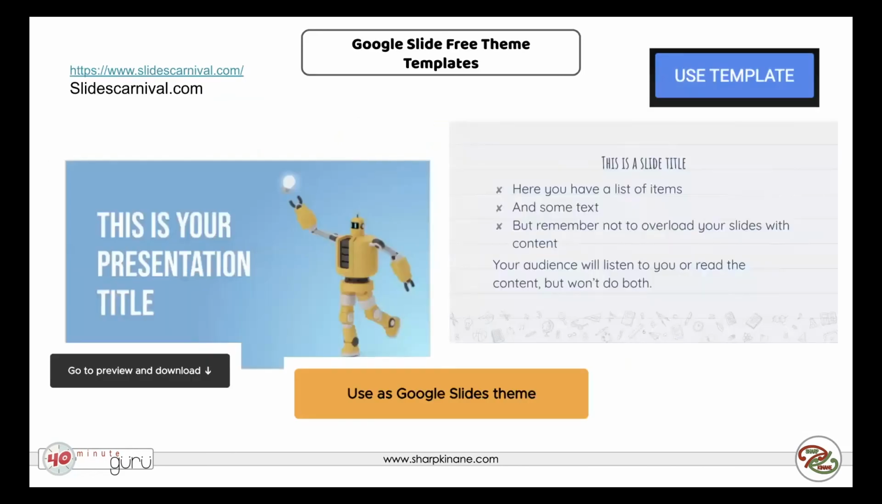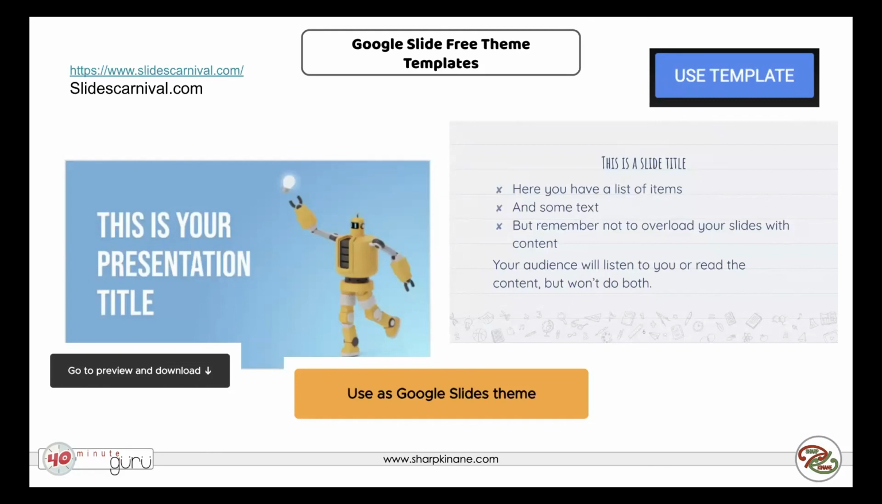Okay, Google Slides in itself has a whole lot of built-in themes that you can choose from, but you can also upload some really cool themes from other sites to use as well. So Slides Carnival is a site that I use quite often because it's free and there's no limit to the slides that you download. And all you do is simply click on the one you like, go to preview and download it. And then you can choose use as a Google Slides theme and then use the template, and it will save into your Google Drive.